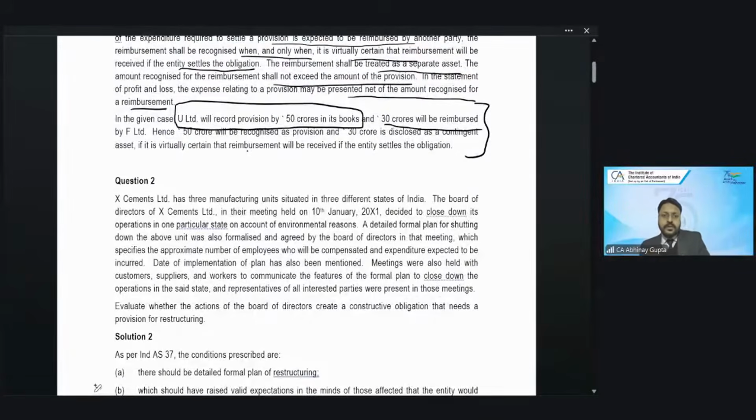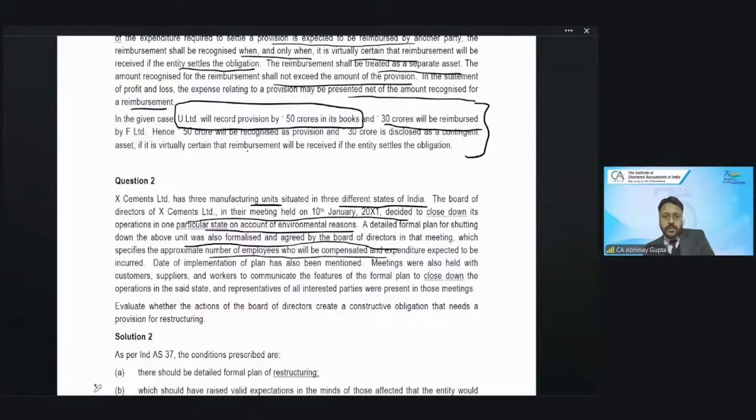Let's do this one. X Cements Limited has three manufacturing units situated in three different states of India. The board of directors of X Cements, in their meeting held on 10th of January 2000, decided to close down its operation in one particular state on account of environmental concerns. A detailed formal plan for shutting down the above unit was also formalized and agreed upon by the board of directors in the meeting, which specifies the approximate number of employees who will be compensated and the expenditure expected to be incurred for the closure. The date of implementation of the plan has also been mentioned. Meetings were also held with the customers, suppliers, and the workers to communicate the features of the formal plan to close down the operations in the said state.